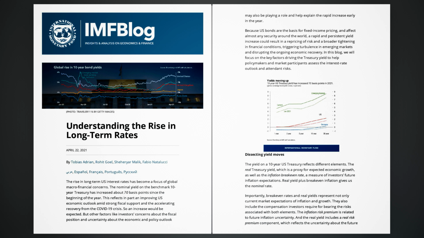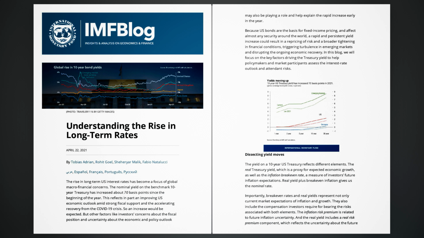Because U.S. bonds are the basis for fixed income pricing, and affect almost any security around the world, a rapid and persistent yield increase could result in a repricing of risk and a broader tightening in financial conditions, triggering turbulence in emerging markets and disrupting the ongoing economic recovery. In this blog, we will focus on the key factors driving the Treasury yield to help policymakers and market participants assess the interest rate outlook and attendant risks.